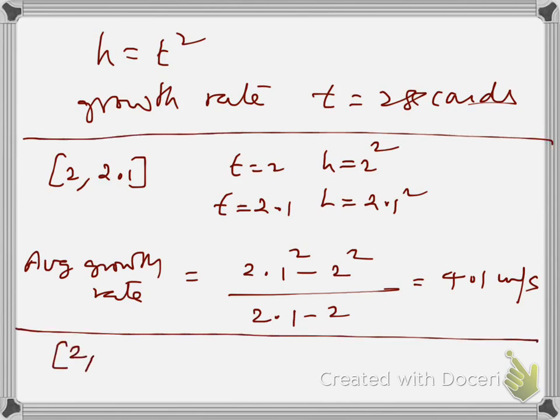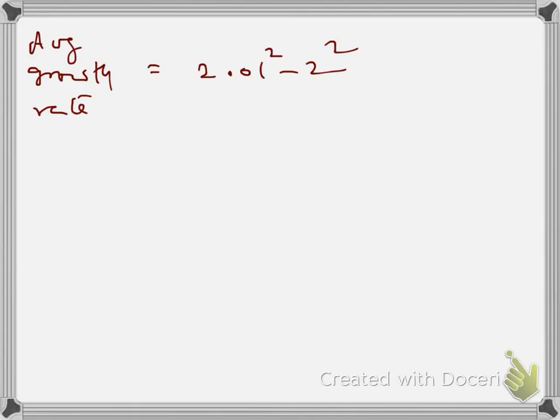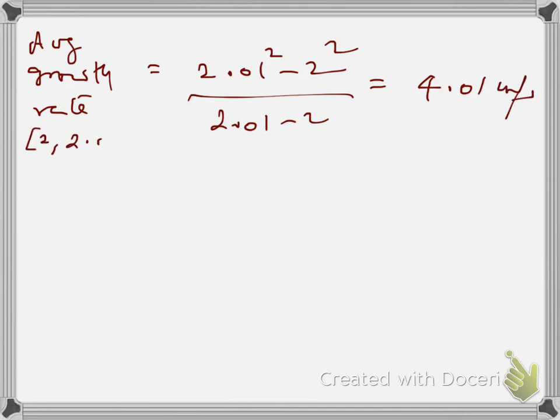Next I will take 2 to 2.01 seconds. At t equal to 2, height is 2 square. At t equal to 2.01, height is 2.01 square. So again, average growth rate now will be change in height, meaning final height 2.01 square minus initial height, by change in time. Again use a plus b into a minus b, and you get 4.01 meters per second. So this is the average growth rate from 2 to 2.01 seconds.